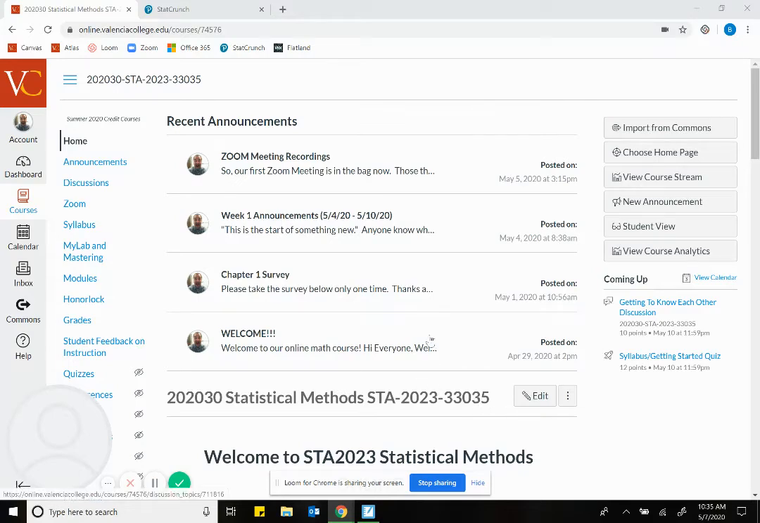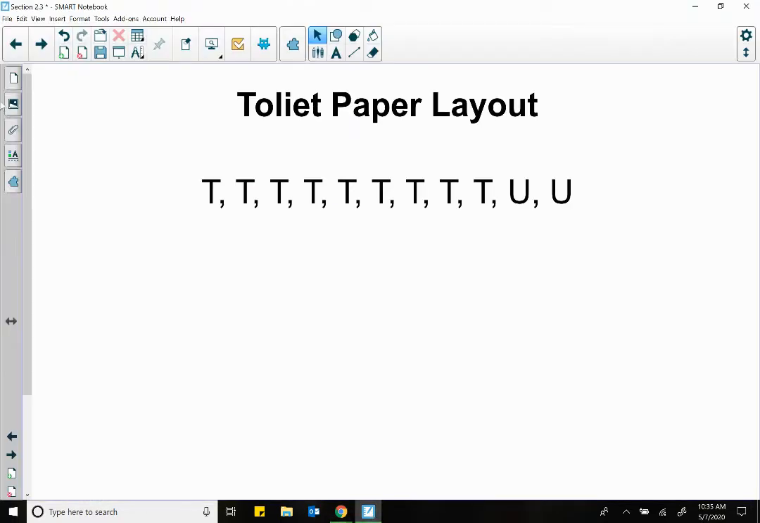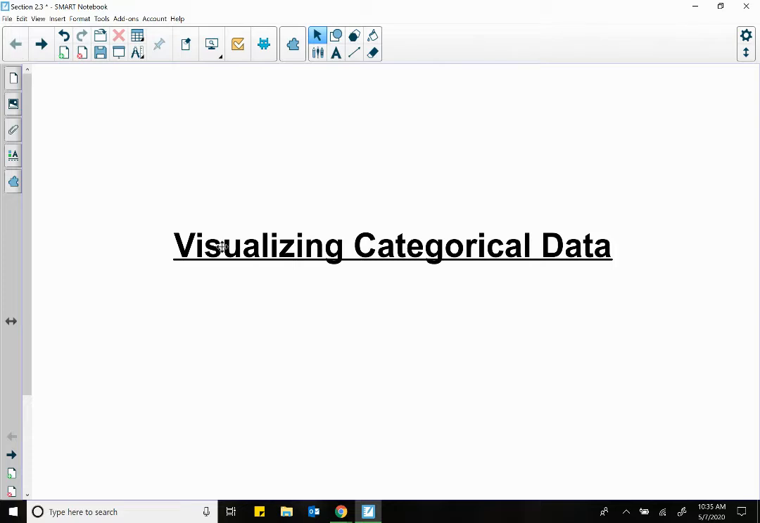Hey, welcome back. Let's go ahead and work on section 2.3. Okay, so 2.3, whoops, we're going to visualize categorical data. Sections 2.1 and 2.2 helped us with visualizing and summarizing numerical data. 2.3 and 2.4 are going to help us with visualizing and summarizing categorical. So right now we're going to talk about visualizing categorical. We're going to look at two ways to visualize categorical. And then in 2.4, you'll talk about how we summarize it.